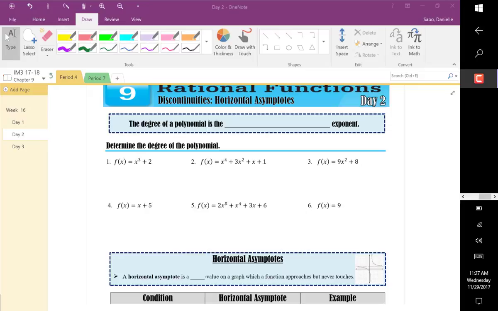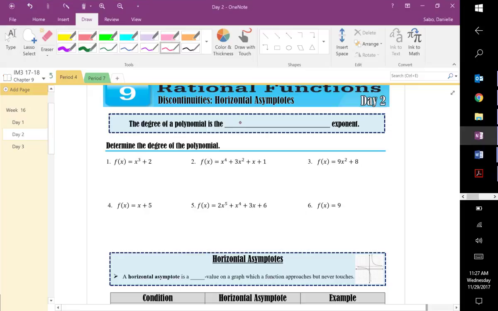Let's first talk about horizontal. Yesterday we did vertical; horizontal we're doing today. That's your y values. For a horizontal asymptote, your equations would be like y equals 1, y equals 2, y equals 3, etc. The degree of a polynomial is the largest exponent.